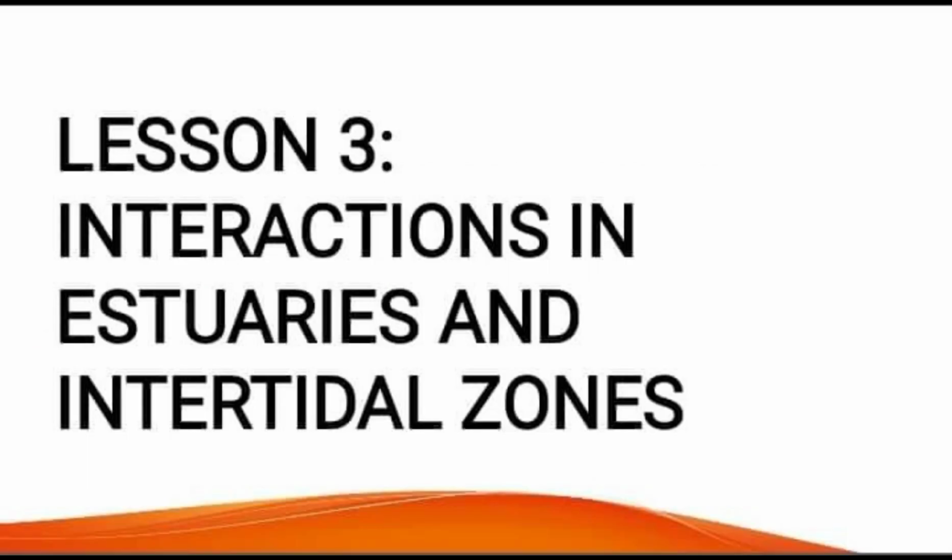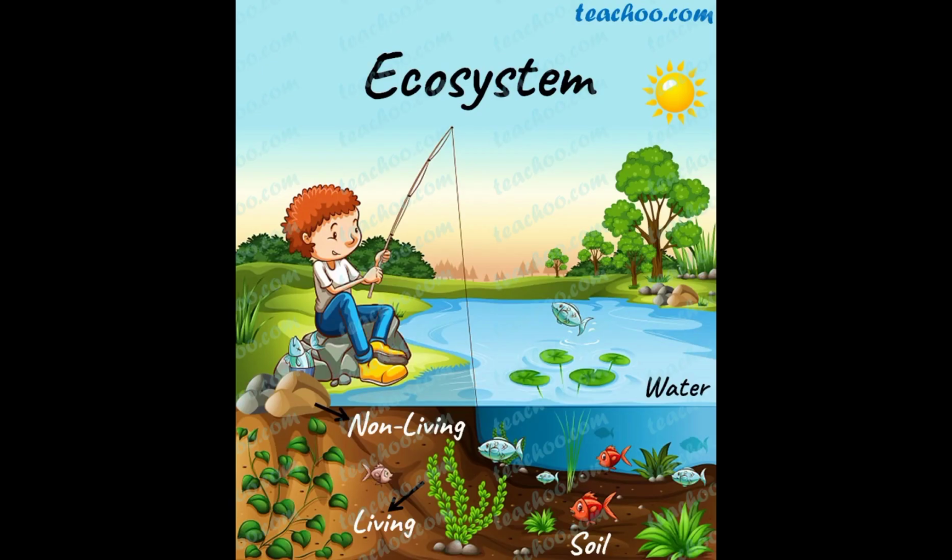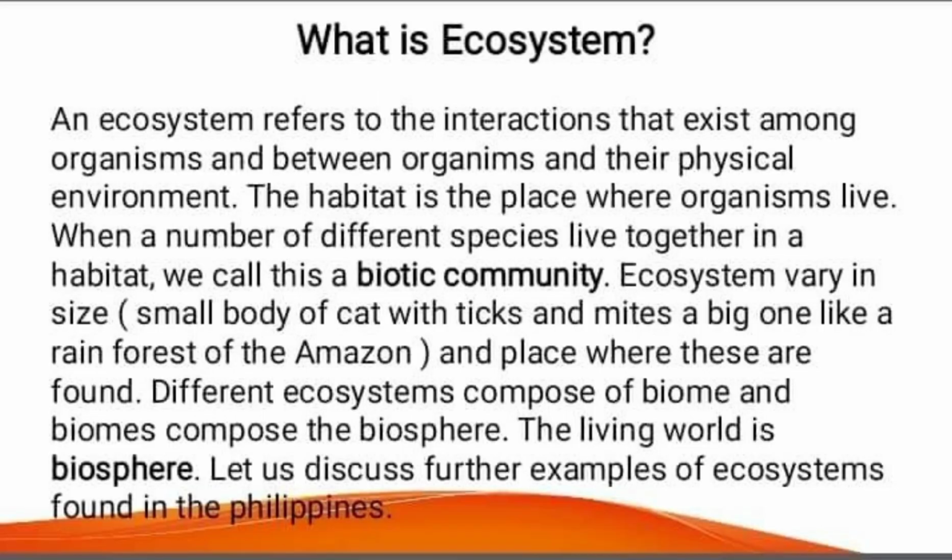We're going to discuss Lesson 3 about interaction and estuaries and intertidal zones. First, what is an ecosystem? An ecosystem refers to the interaction that exists among organisms and between organisms and their physical environment. The habitat is the place where organisms live.